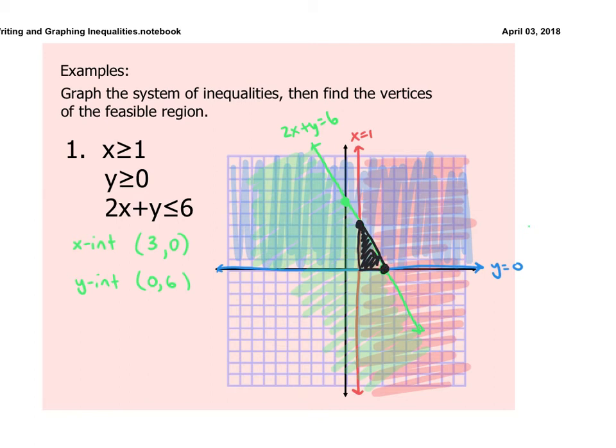So you have, let's see, 1, 0, and you have 3, 0. And this last one here, again, you want to make sure that you're really precise on your slope in order to figure out where that point of intersection is. But I have 1, 2, 3, and 4 as my final vertex right there.